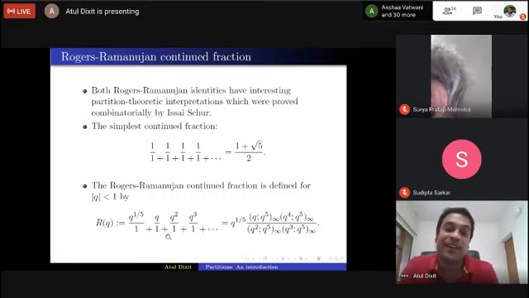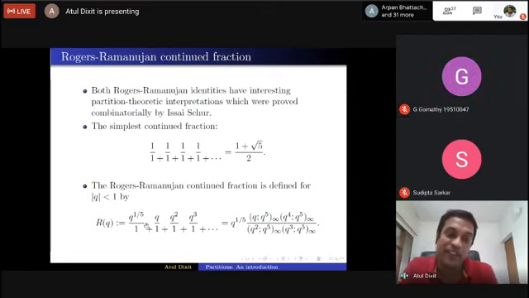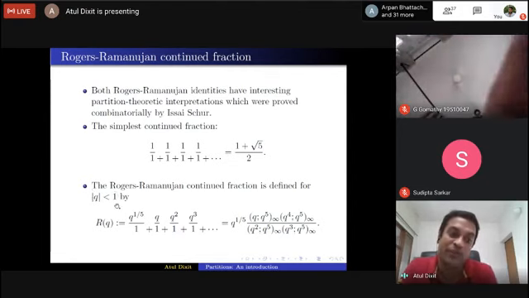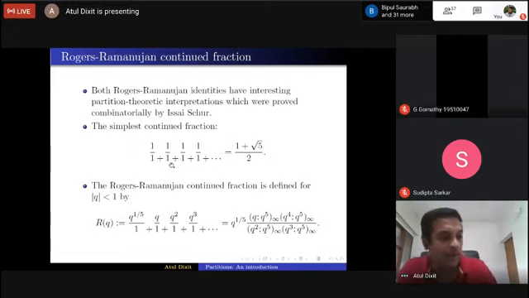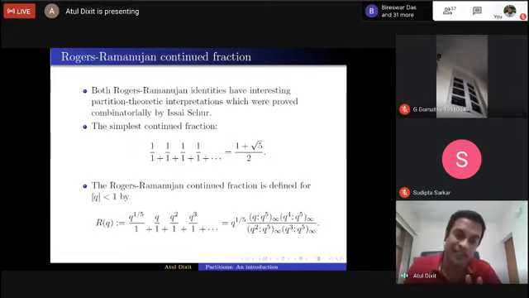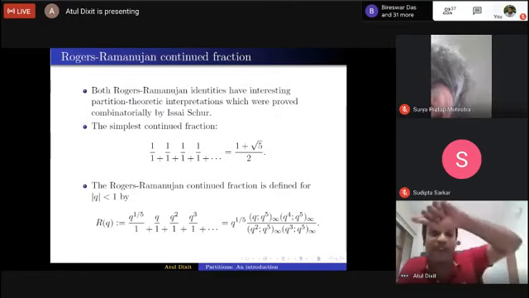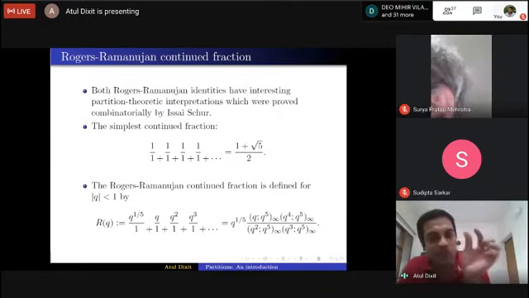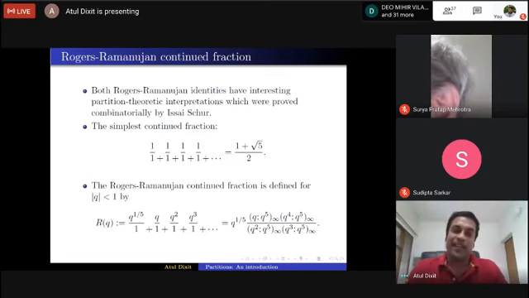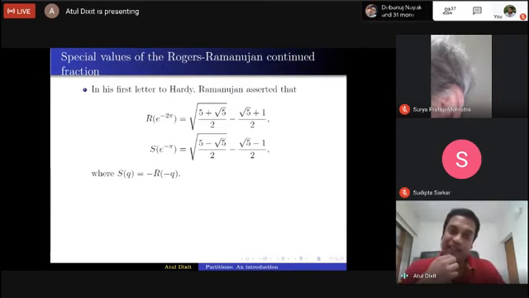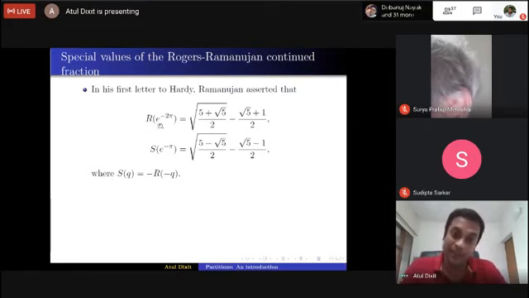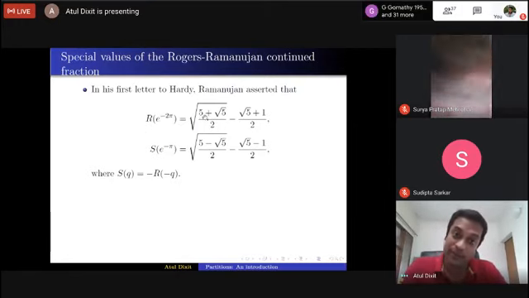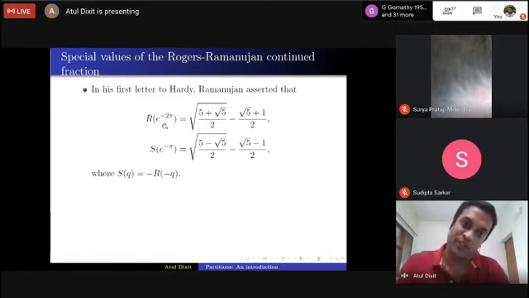Now, this is in the unit disk. The behavior of this continued fraction on the unit circle, when mod q is equal to 1, of which this is a particular case, is quite subtle. The behavior is not known at all points on the unit circle. It is only known in certain regions. Anyway, what Ramanujan gave in his first letter to Hardy are 2 more evaluations of this Rogers-Ramanujan continued fraction.